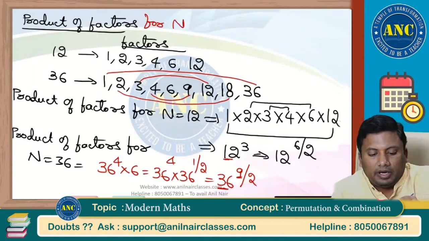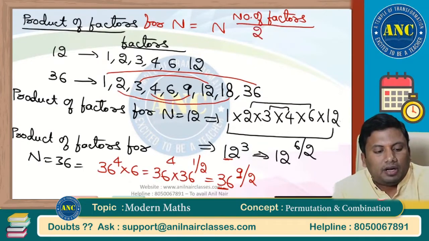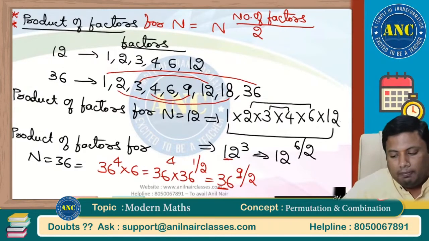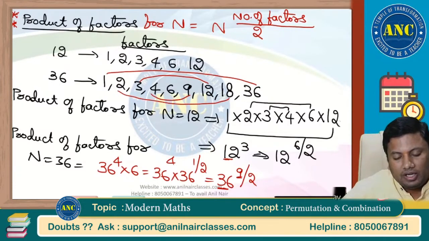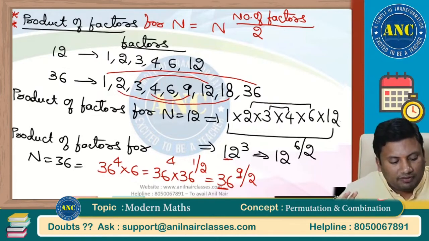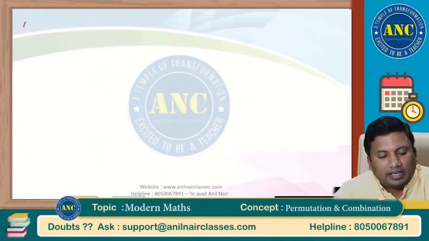Extremely important point. Product of the factors is given by number power number of factors by 2. Very, very important logic. Please make a note of it.